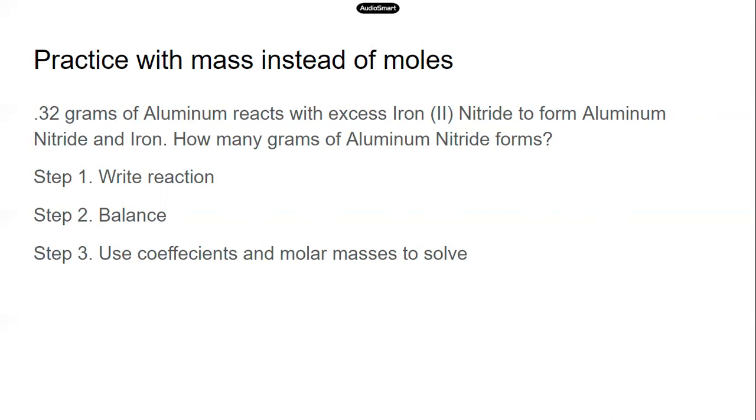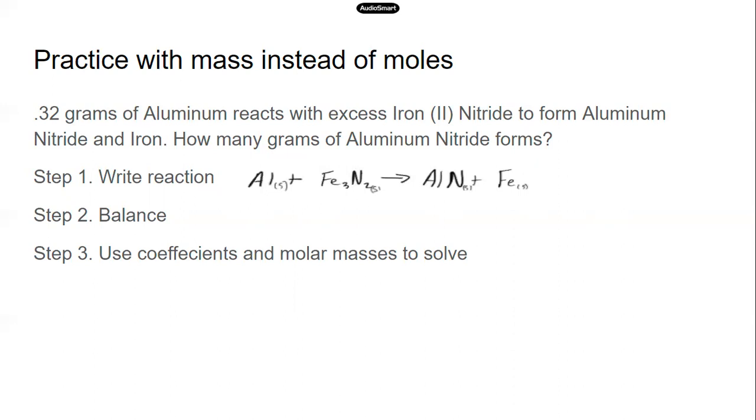So just to start, it's the same process. Step 1, you're just going to write the reaction. 0.32 grams of aluminum reacts with excess iron(II) nitride to form aluminum nitride and iron. How many grams of aluminum nitride form with this 0.32 grams of aluminum? So we're going to write out our reaction.